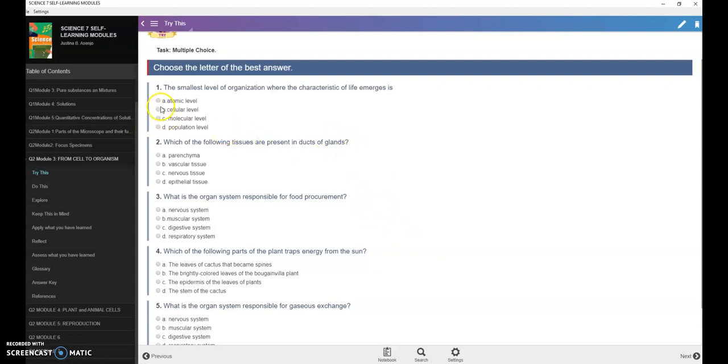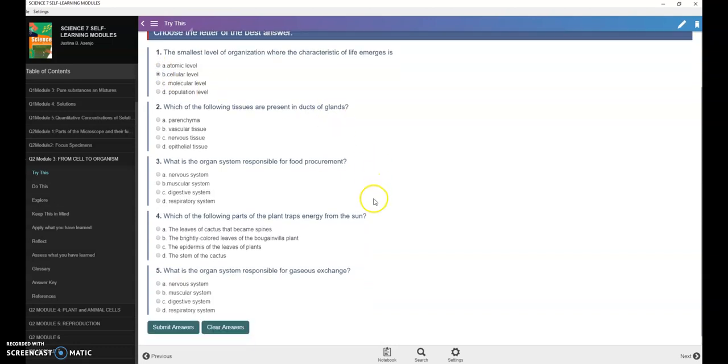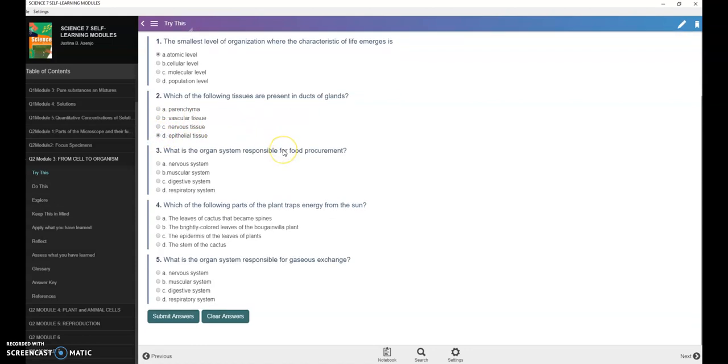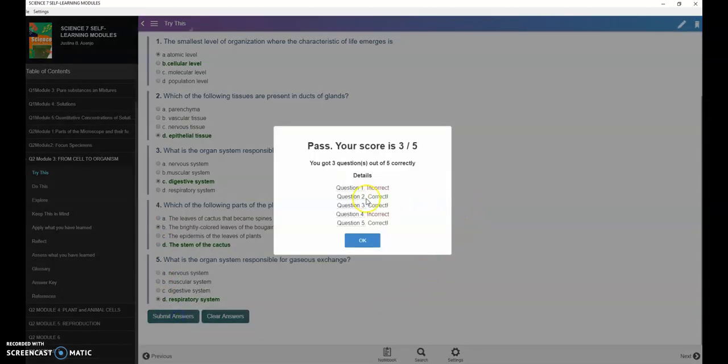Alright, so the smallest level of organization of life. Smallest, alright. So may smallest pa dito. So you need to select the best, alright? Alright, so let's try to answer. Okay, so we got number one incorrect. So the correct answer is cellular level pala.